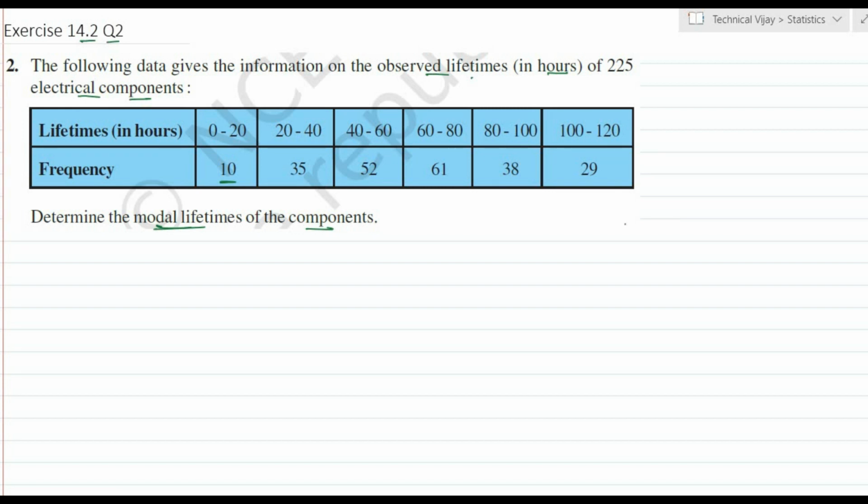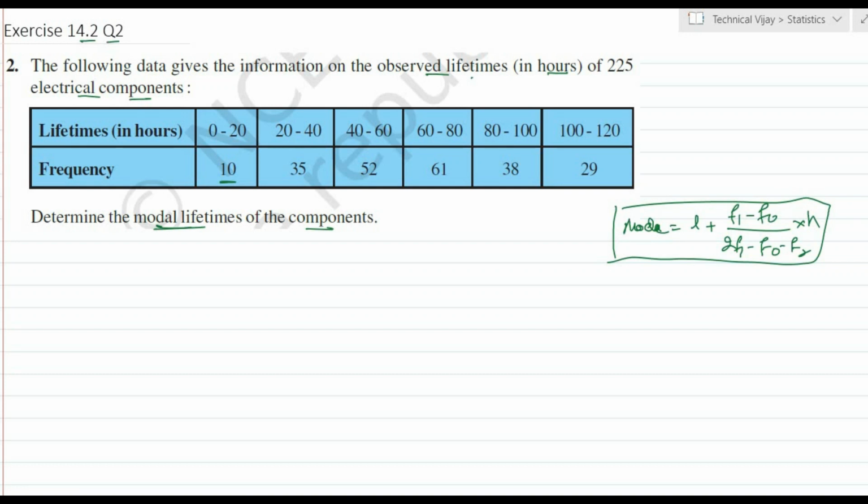We know the modal formula: the mode is equal to L plus F1 minus F0 over 2 into F1 minus F0 minus F2, into H. For this we have to calculate the lower limit of the modal class, the frequency of the modal class, the frequency before the modal class, the frequency after the modal class, and the class interval. For this, first we have to calculate the modal class.